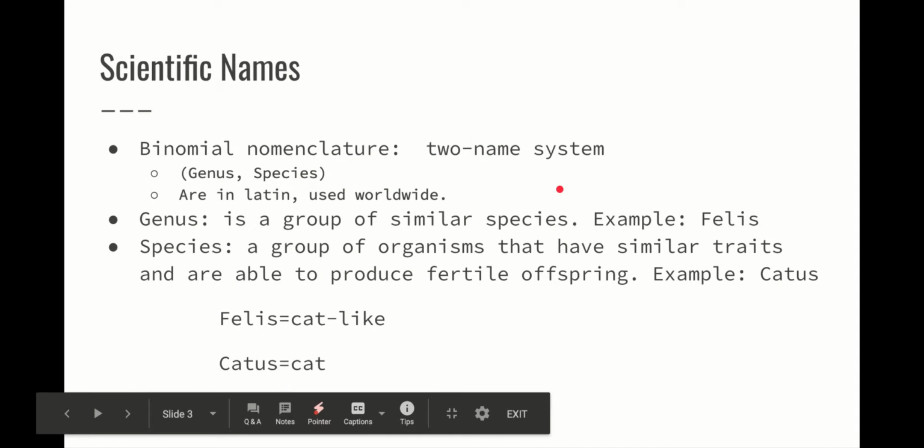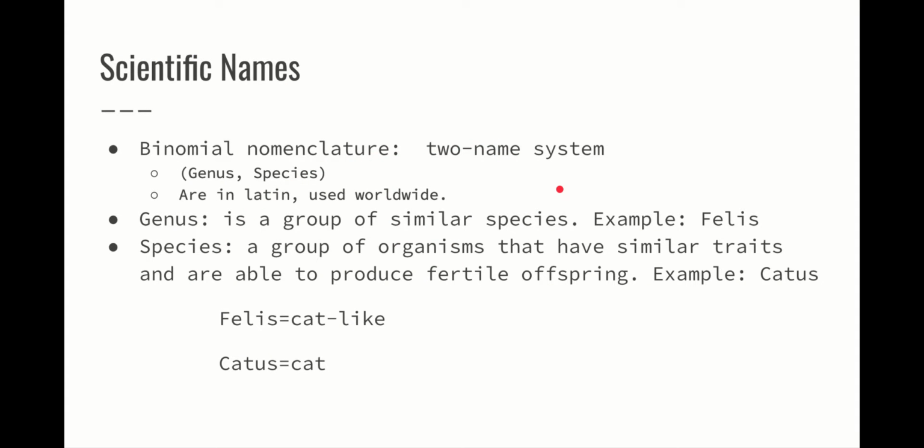Okay, scientific names. Let's talk about that for a second. So, binomial nomenclature means a two-name system. That means genus and species, and it's in Latin or Greek, and it's used worldwide. Scientific names are universal languages for scientists.